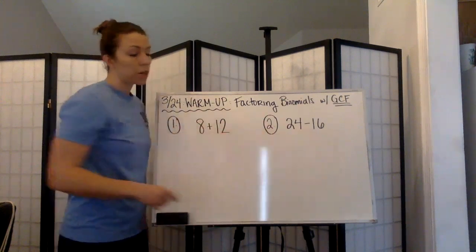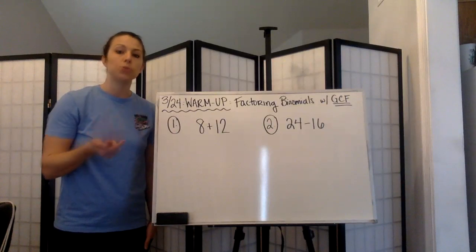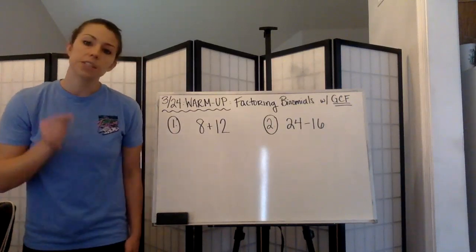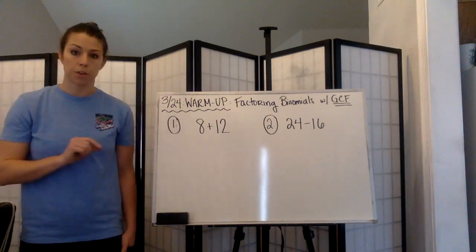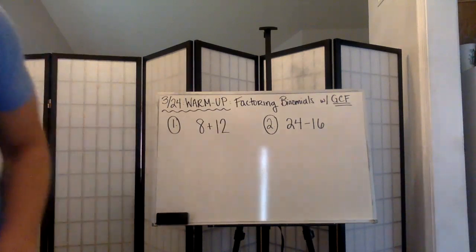Same thing over here. We know 24 minus 16 is 8. Without simplifying, can you turn it into a product? And I'll give you a hint. It has to do with the distributive property. So go ahead and pause the video, give that a shot.